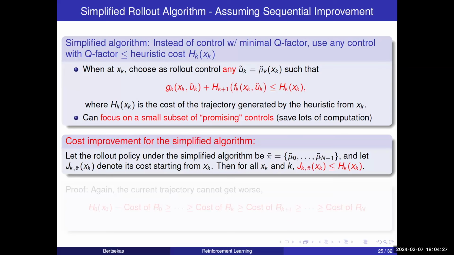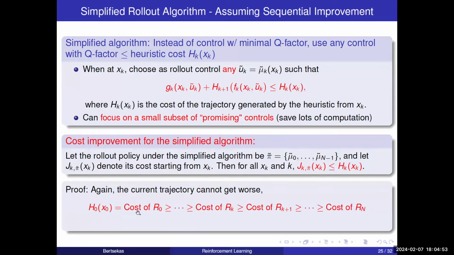Okay, so does the simplified rollout algorithm have this cost improvement property? Let the rollout policy under the simplified algorithm be given by pi tilde, and let J_k pi tilde (x_k) denote its cost starting from state x_k. Then it's easy to see, because you're picking the controls exactly this way, that this inequality is satisfied. So the proof is sort of trivial. The cost of R0 is at least the cost of R1, and so on, all the way to the cost of Rn. So this is a way of saving computation when your control spaces are excessively large.